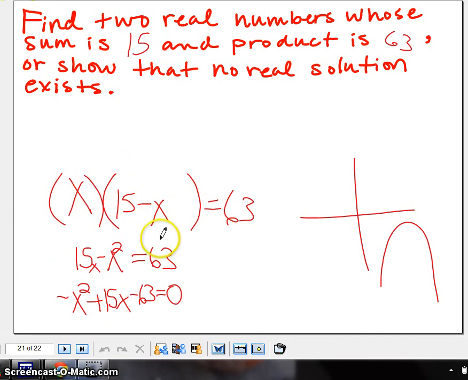If you perform FOIL, you've got 15x, you've got this negative x squared, and this equals 63. And then here is your quadratic equation, moving your 63 over. And then if we graph this, you can see that this is not going to intersect the x-axis at all.